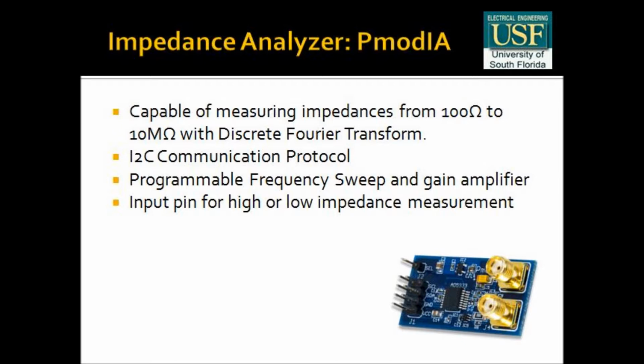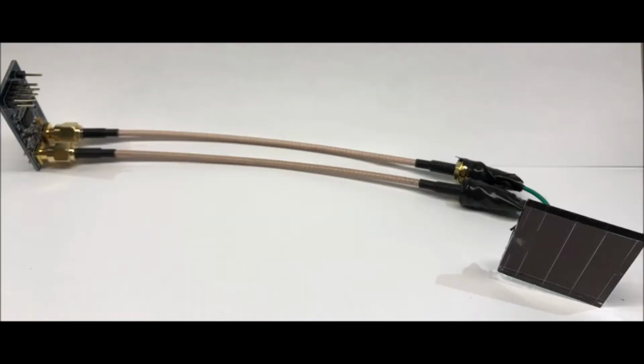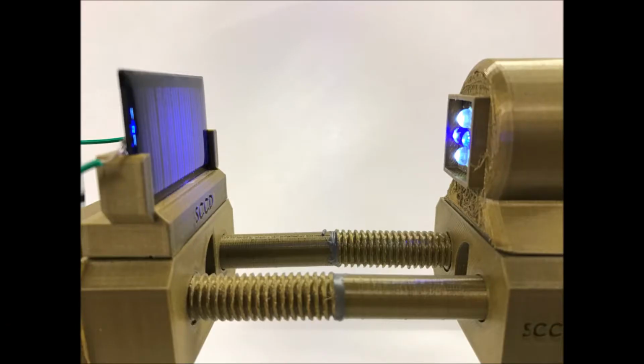The module will be connected to the solar cell sample through coaxial cables, which will be connected to the SMA connectors. And it has compatible code libraries available to access and modify scripts in order to be synchronized to the microcontroller and the LabVIEW interface.